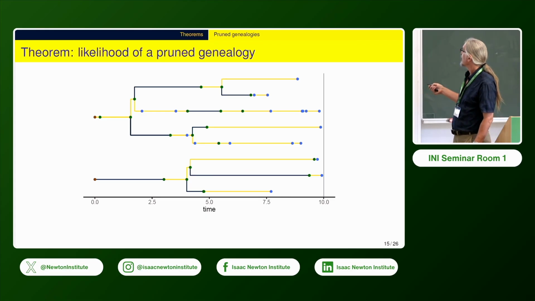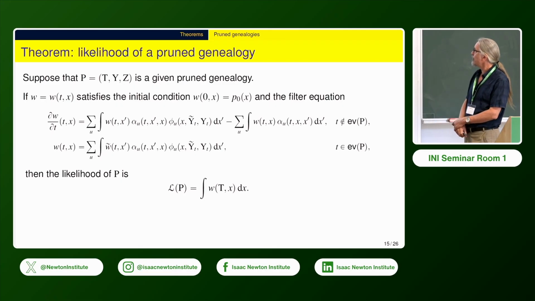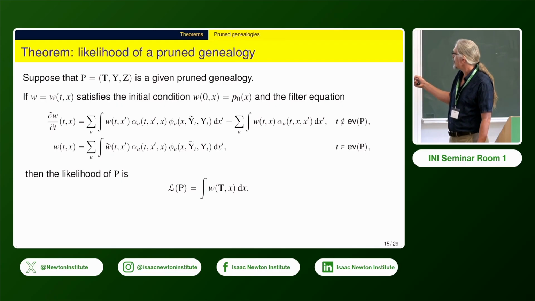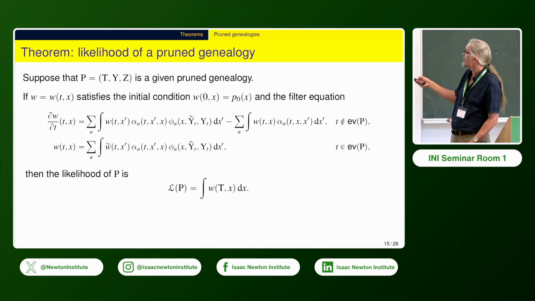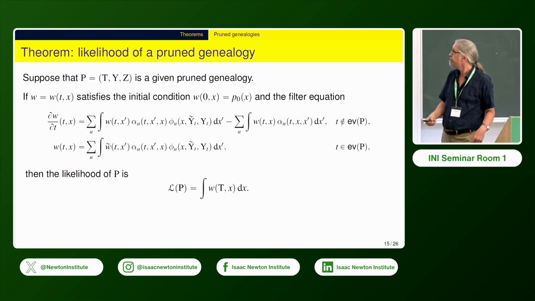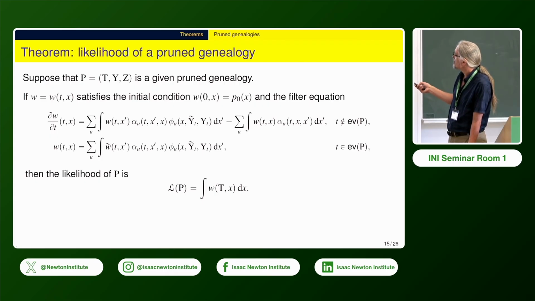I'm going to skip all the details and just state it for you. It says that if we've got a given pruned genealogy, this is mathematically represented as a triple: T being the time, the depth essentially of the genealogy, Z being the topological structure, and Y being the coloring, just to speak crudely. Then if we look at this initial value problem, it's formally very similar to the Kolmogorov forward equation, but it differs in this little multiplicative factor here. So this piece looks just like a Kolmogorov equation, but with this multiplicative factor.